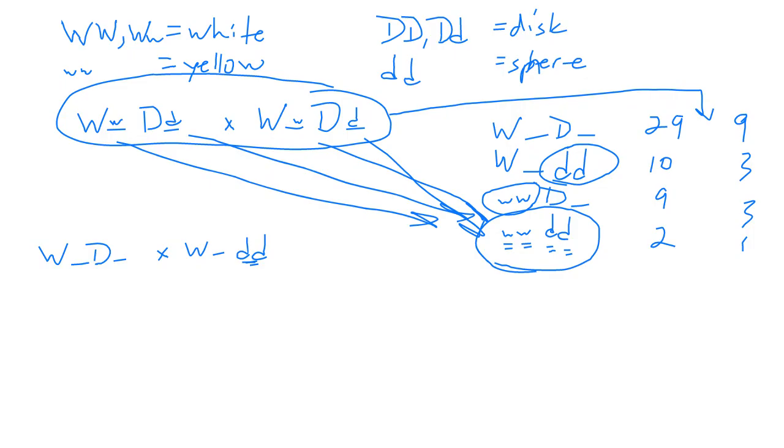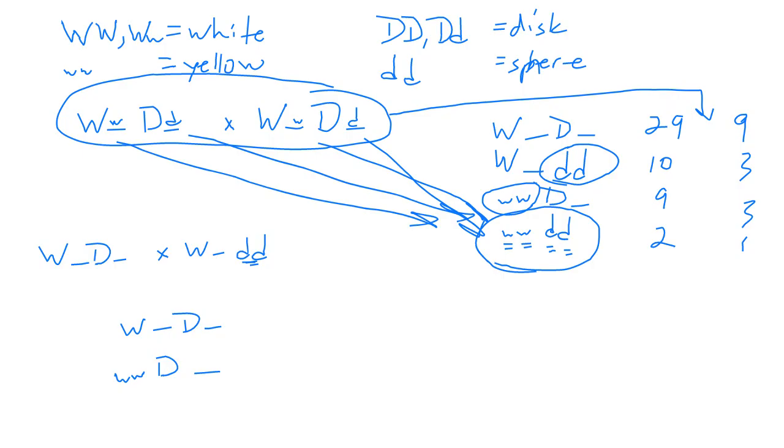So we look at the offspring. In the offspring, we have white disk and yellow disk. So we're going to get white disk and yellow disk. Do we have any white spheres? Any sphere-shaped offspring? No, there's no sphere-shaped offspring. So that tells us something.